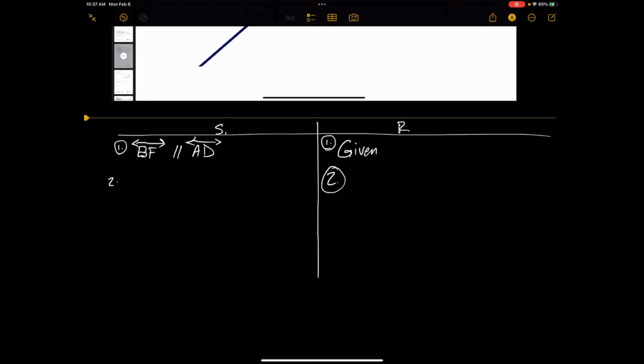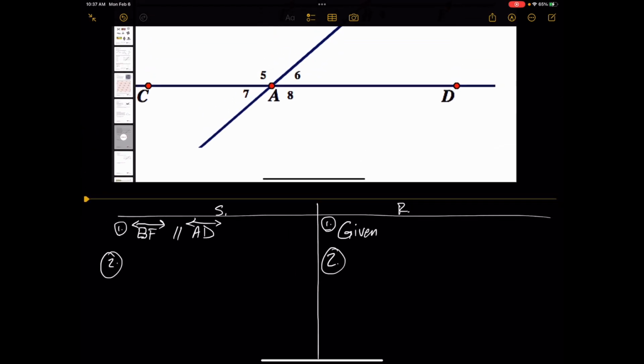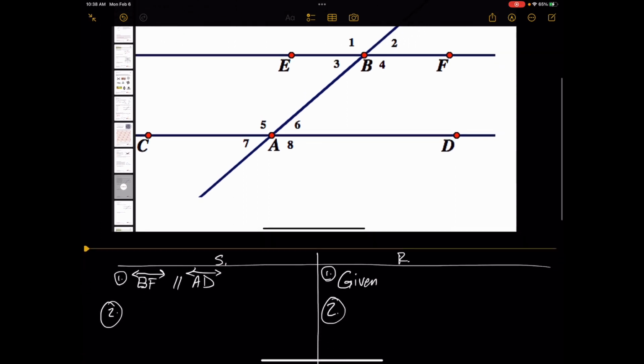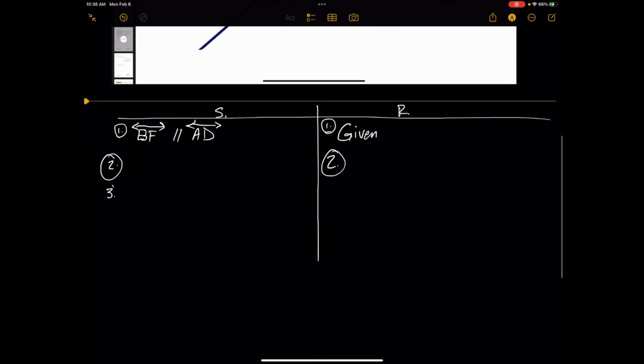Okay, number 2. I see another slide. That number 1 by the given looks like a head. It's like a face. That's what it looks like. I see it. Okay, what's the next thing we talked through? That 2 and 3 are congruent. Okay, I'm going to tell you right now, that is step number 3.